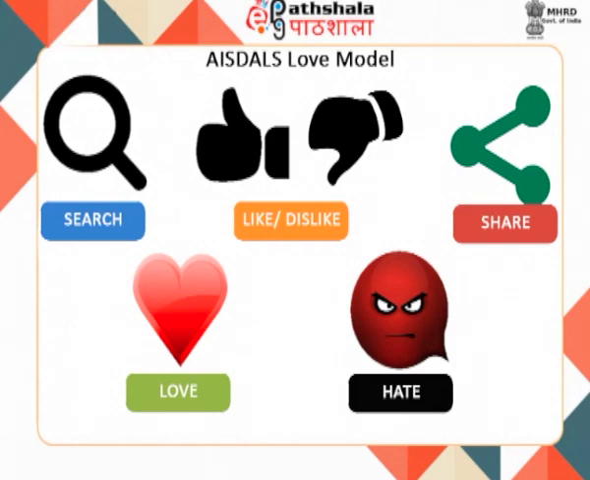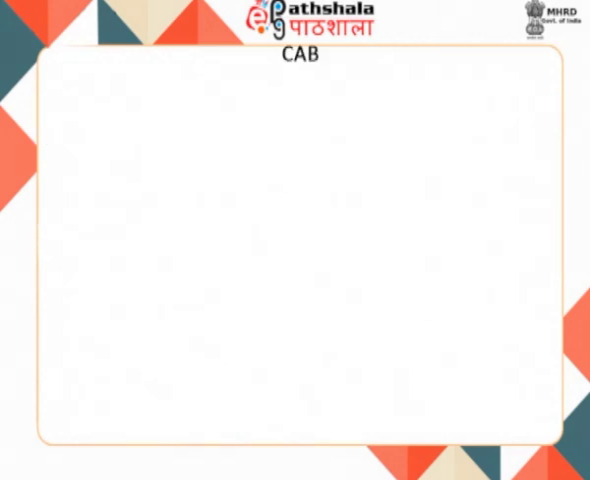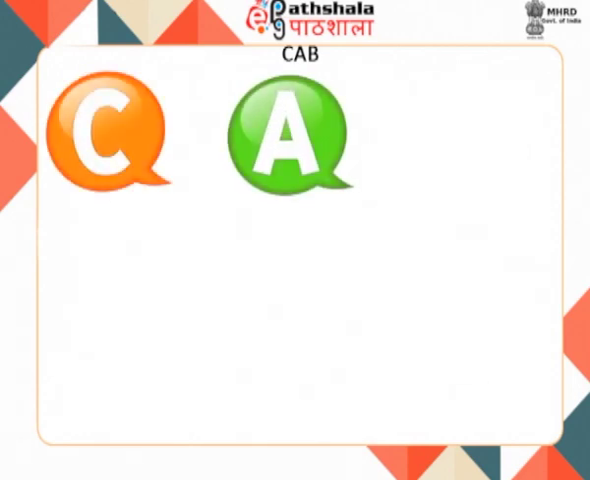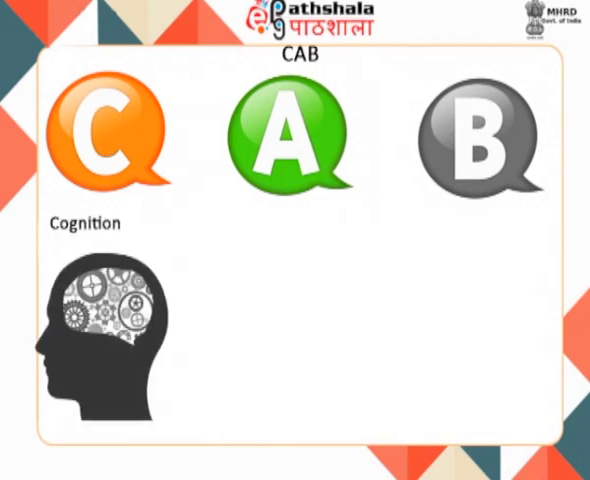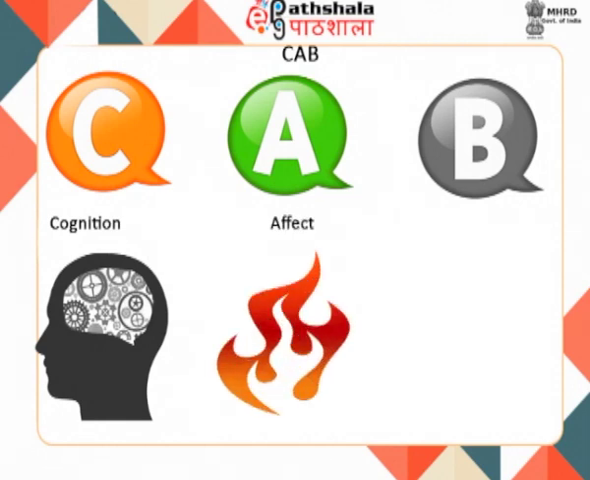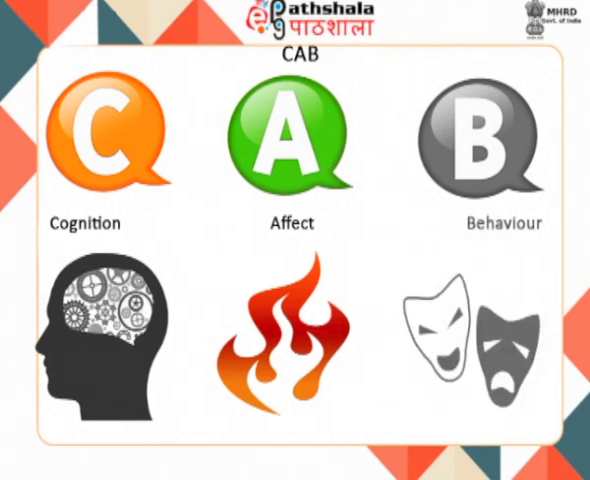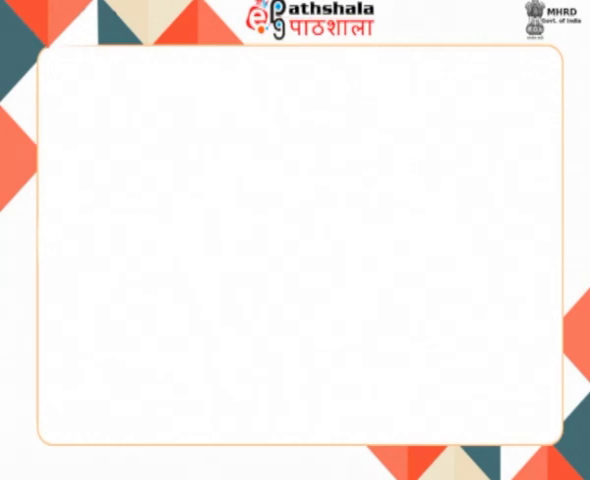have also been added. One significant modification of the model was its reduction to 3 steps: CAB. First, cognition, that is, awareness or learning. Second, affect, that is, feeling, interest or desire. Third, behavior, that is, action.